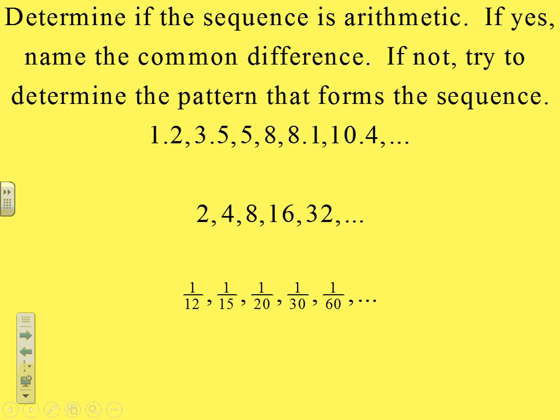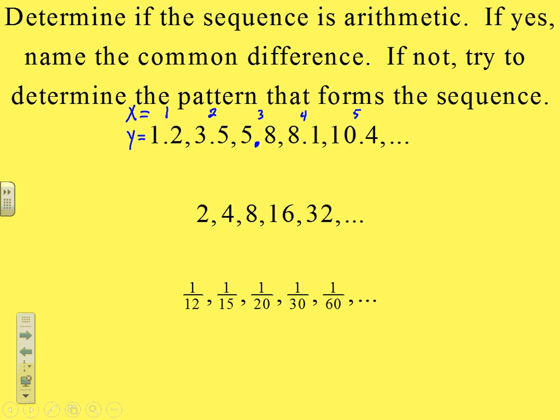Now, if we were in an algebra classroom, I might turn this into a table of values where we have x and y, where this is my first x number, this is my second x number, and this is supposed to say 1.2, 3.5, this is supposed to say 5.8. So this is my third x number, my fourth x number, and my fifth x number, basically. Okay?